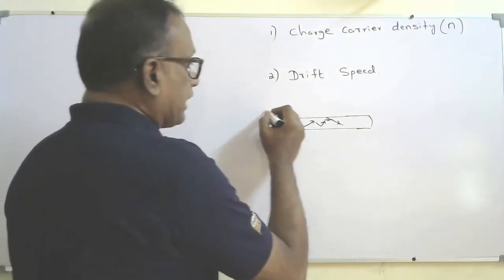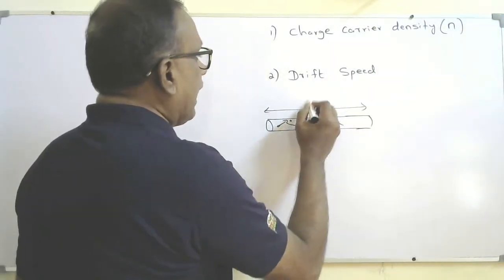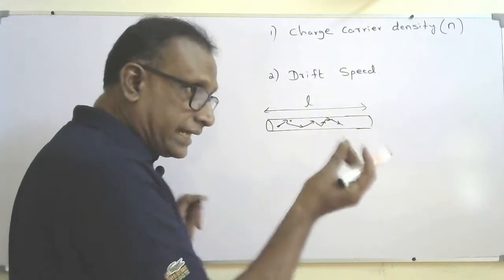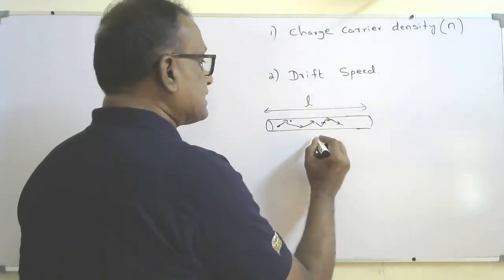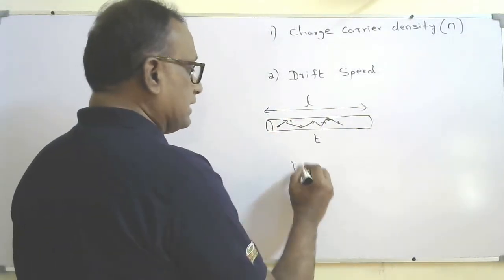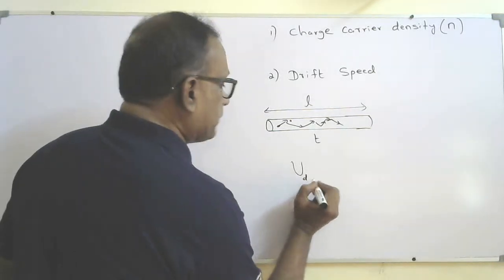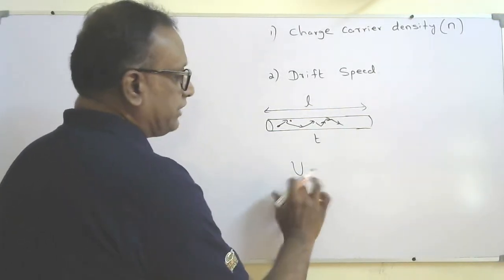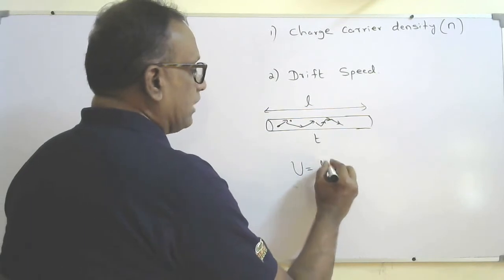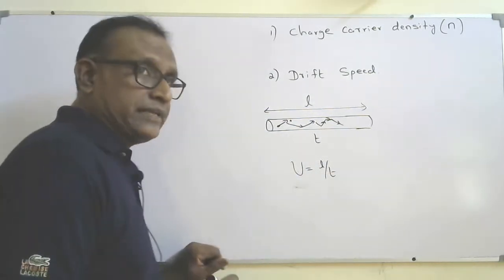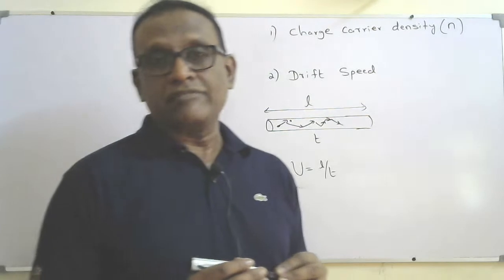The length of the wire, if I say L, and the time taken by an electron to travel from here to here is T. The drift speed, normally denoted by V. Some books use VD, but in your syllabus they use just V. That is given by L over T. So what does drift speed mean? The average speed.